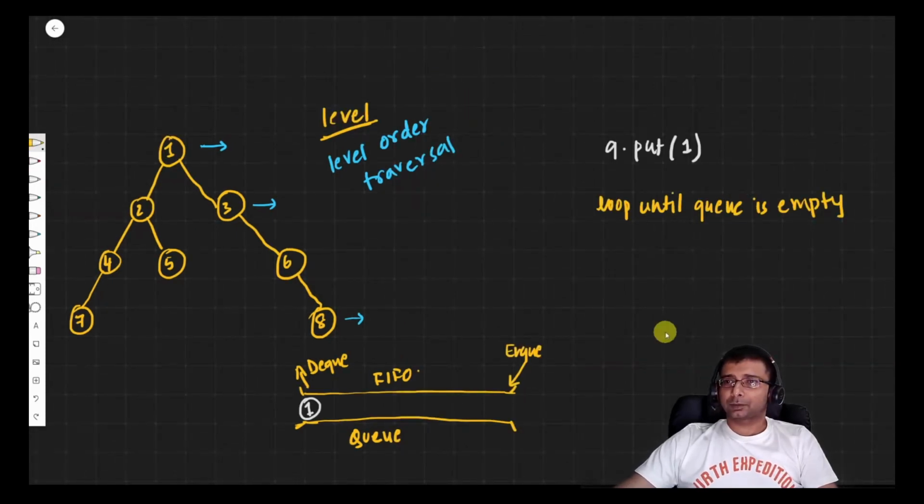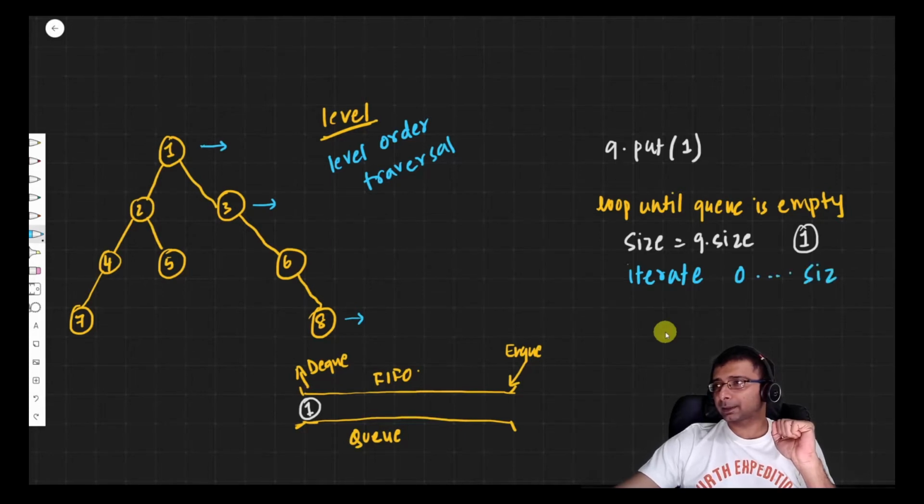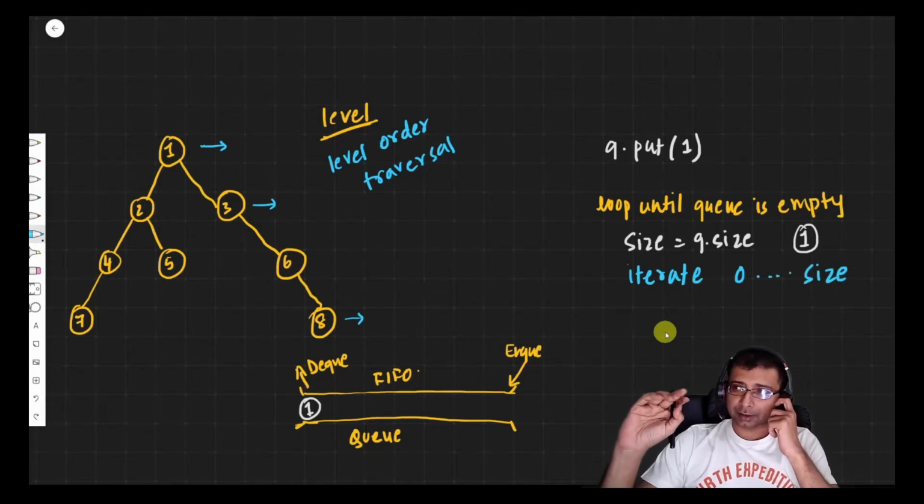Just remember we have one element inside the queue, and as I have already discussed in earlier videos as well, at this point when we get the size of the queue, it tells me how many elements belong to this level. In this case, when I do a size, I'll get 1. And then we are going to iterate from 0 to size. So our iteration starts from 0 and ends at 1.